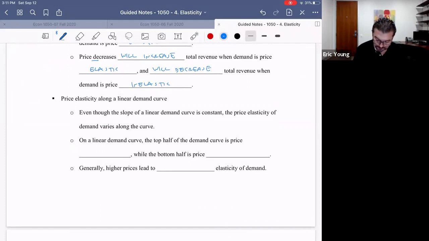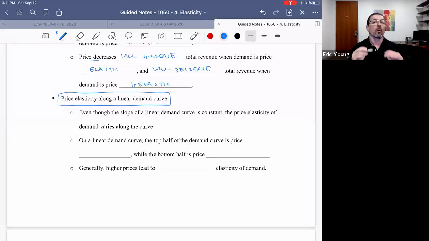So that's one application. Another application is price elasticity along a linear demand curve, which is simply saying if you have a straight line demand curve, how is elasticity changing over the course of that curve? One thing to bear in mind, even though for a straight line demand curve, the slope is going to be constant, elasticity will not be constant. So along a straight demand curve, elasticity will change at different points on the curve. Let's look into it a little bit deeper.